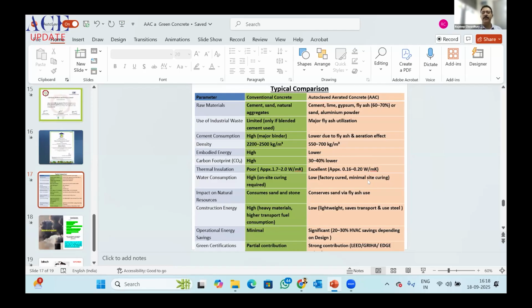Or in case of fly ash, you can also use sand and aluminum powder. This is a component here: use of industrial waste. That component is not there in conventional concrete, or it's very limited. But ours is a major one: 55 to 60% we are using is fly ash.